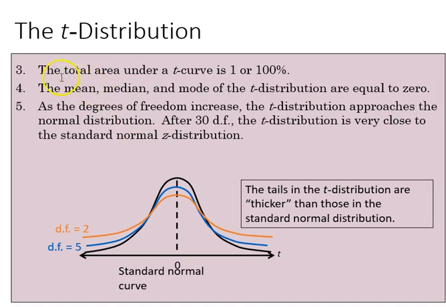So like the z-curve, the total area for t is also 1, or 100%. And also the mean, median, and mode are equal, as is the case in normal distributions, such as z. Only now the degrees of freedom will increase. As they increase, the t-distribution looks more like the z-score. And after 30, it's pretty much the same thing as the z-distribution. But under 30, you can see it can flatten out and give us a different shape.